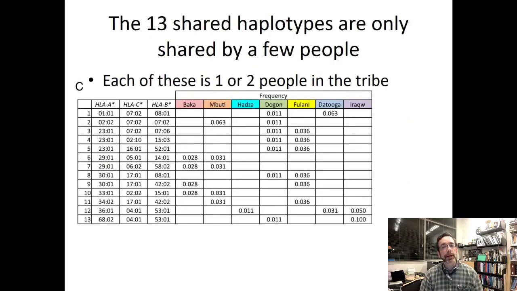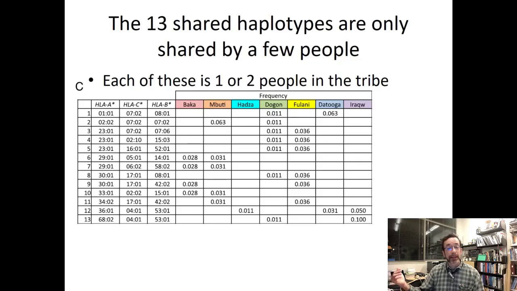So the 13 shared haplotypes are only shared by a few people. This is a frequency, which is a number, a fraction out of 1.0. And if you look at these numbers, they're really small. They're all 0.0 something numbers, which means, for instance, for the Baka population, 0.28% of the population had this. That's actually one person. And honestly, I wish they had done that instead of doing it this way. I wish they had said one person had this haplotype in the Baka tribe, and then one person had the haplotype in the Mbuti.